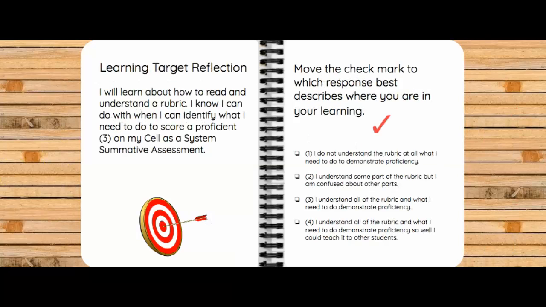And then lastly, you're going to assess yourself. Okay, you're going to look back at this learning target. I will learn how to read and understand a rubric. I know I can do this when I can identify what I need to do to score a proficient on my cells as a system summative assessment. So just take this check mark, read these options here, and put it by the one that best describes where you are in your learning right now.